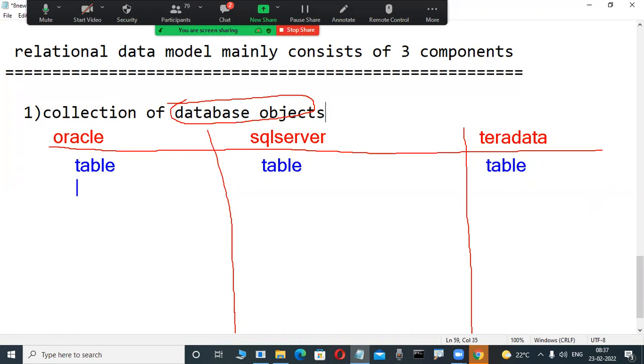Slight differences, but the syntax is the same and the purpose is the same. Suppose here also, view is a database object in our Oracle. Here also view is a database object with the same purpose. A portion of the data in the base table is viewed only through the view. View is a database object.